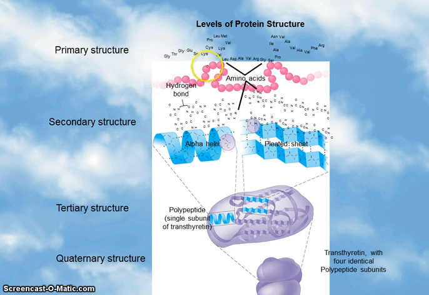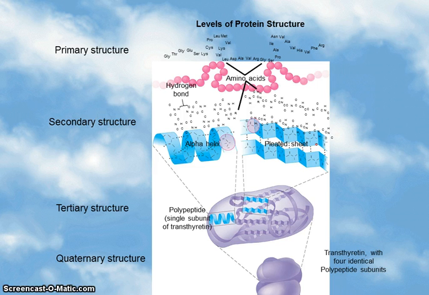Now, once that primary structure is formed, we're going to have what's called our secondary structure. And what will happen now is this primary chain of amino acids will start to fold on itself and form an alpha helix or folded pleats. And it'll be stabilized by hydrogen bonding between the amino acids.